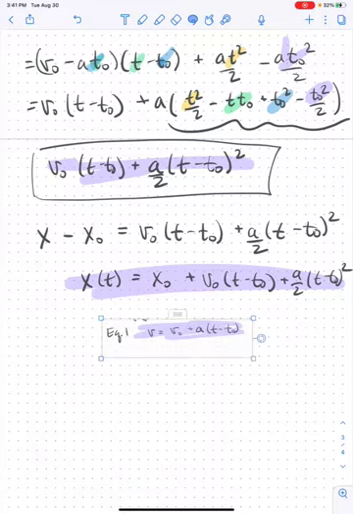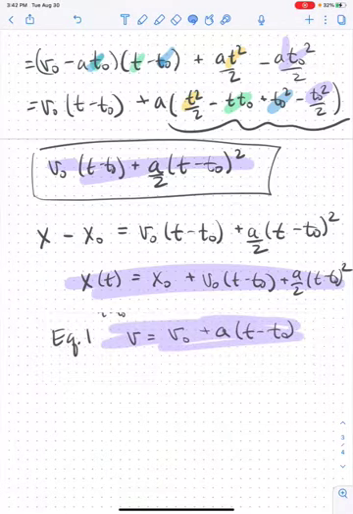Well, whatever. Pasted it, isn't it? That's an image, but that's okay. All right. I got equation 2.